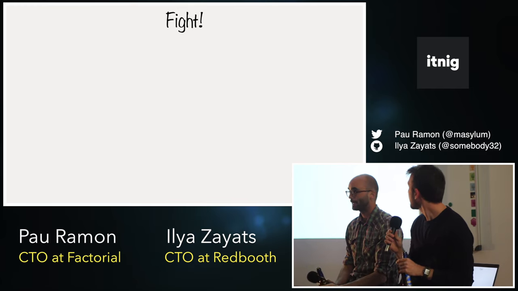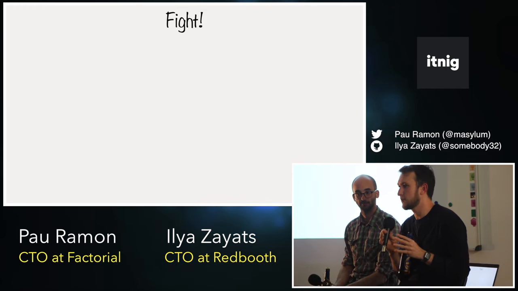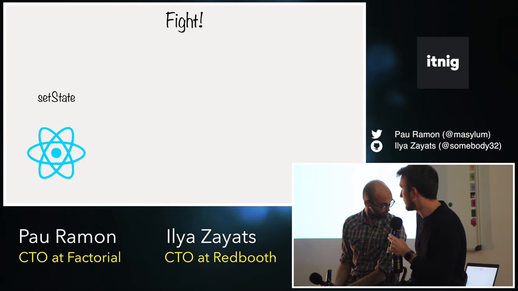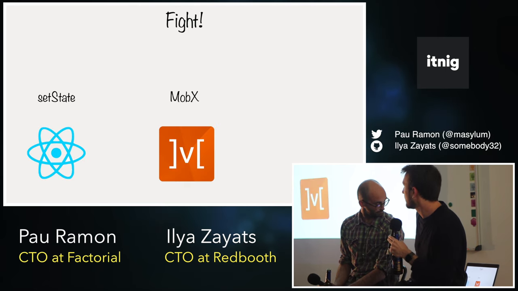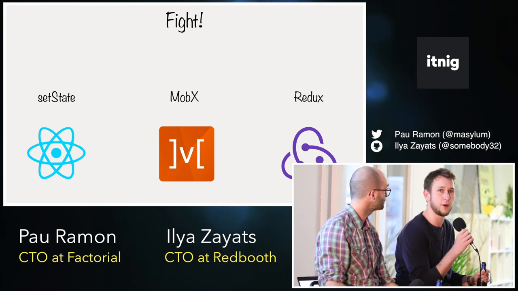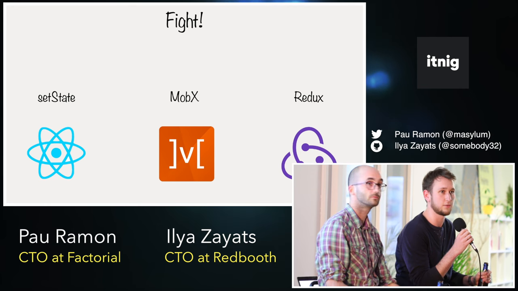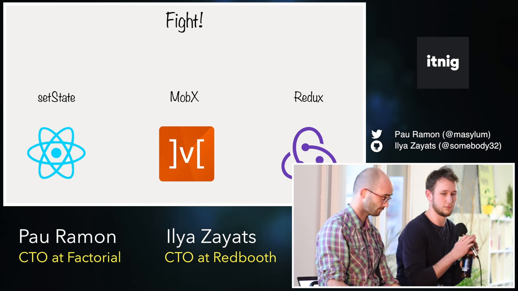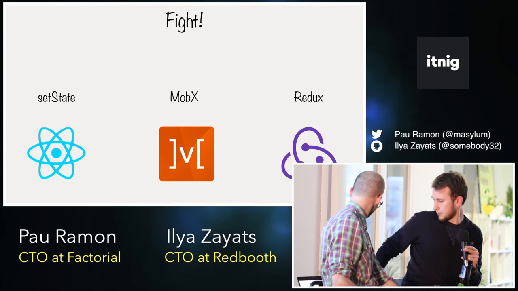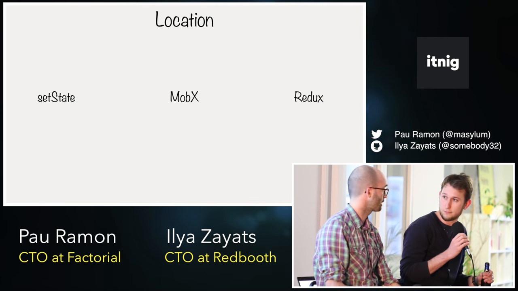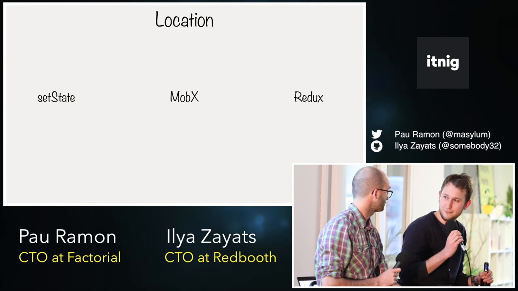No questions, moving forward. As you can see, today's fight is going to be about three players. The setState inside React, the native one. Then we're going to talk about MobX and Redux. So obviously, if you ask yourself, should I choose something over another thing, I hope we're going to answer all the questions today. And the first one that we need to start with is location. Should you talk about location, the state location?